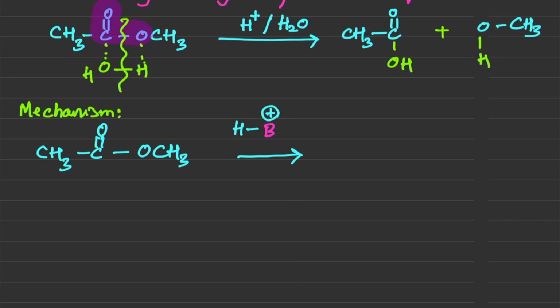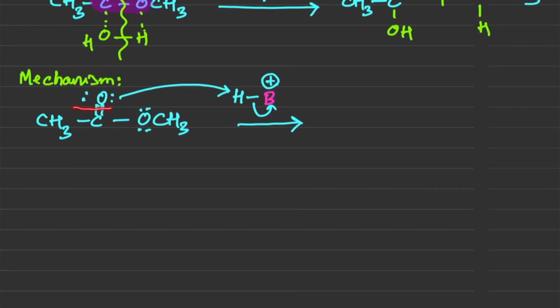So what would happen is, we know that the oxygen has a lone pair. This lone pair will immediately abstract the proton right here. Some people might ask, why not this oxygen? Why didn't this oxygen abstract the proton to begin with? The reason is that the oxygen here is slightly more basic than the oxygen here.